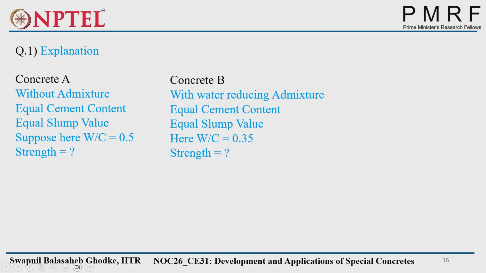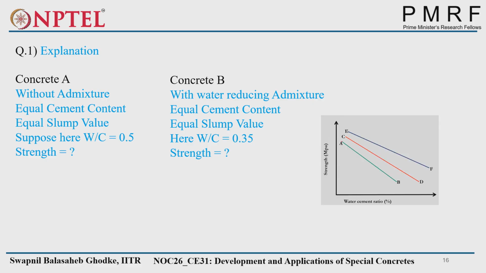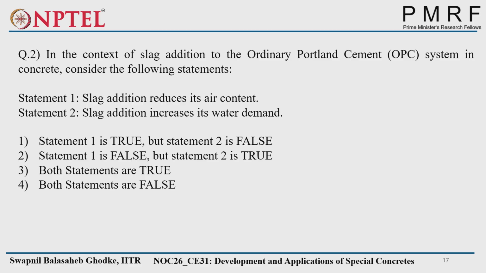Similarly, for example, you see concrete A is without admixture and concrete B is with water reducing admixture, with equal cement content and equal slump value. Suppose here the water cement ratio is 0.5. Since we are using water reducing admixture, the water cement ratio may be 0.35. So the strength of concrete B will be higher because of the direct relation between the water cement ratio and strength. This graph also indicates that. We already saw that.